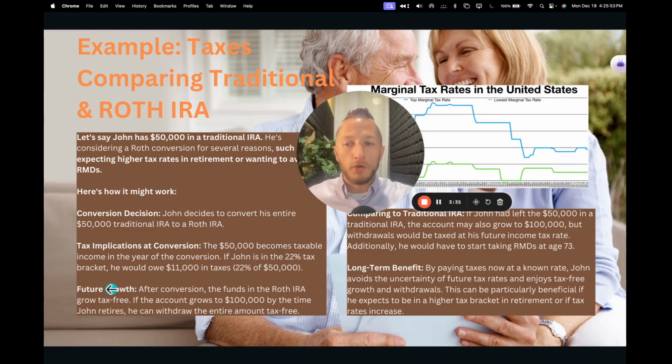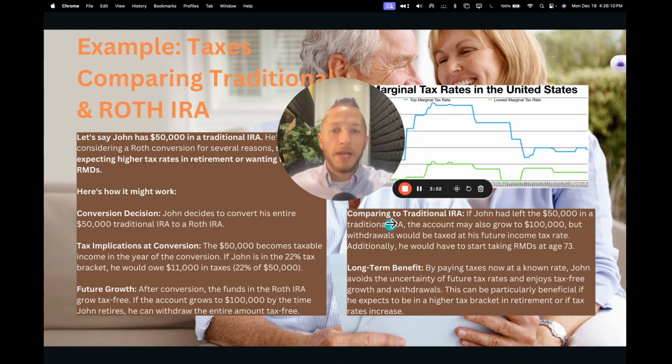Now, the future growth on that money is all going to be tax-free. So let's assume that account grows to $100,000 by the time John retires and he wants to start pulling the money out. He's going to owe a big fat zero on taxes to anybody for the rest of his life on that money. So that's the big advantage investment income-wise. Now, comparing to the IRA, if John left it alone, you can invest them both exactly the same.